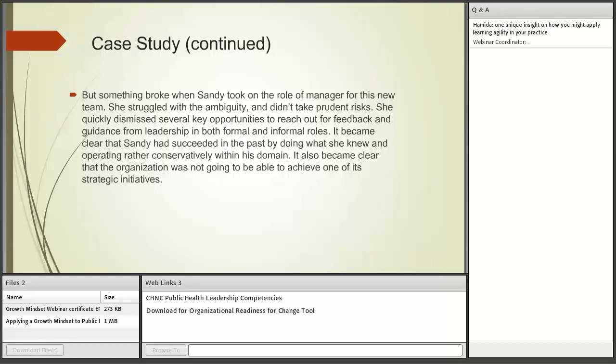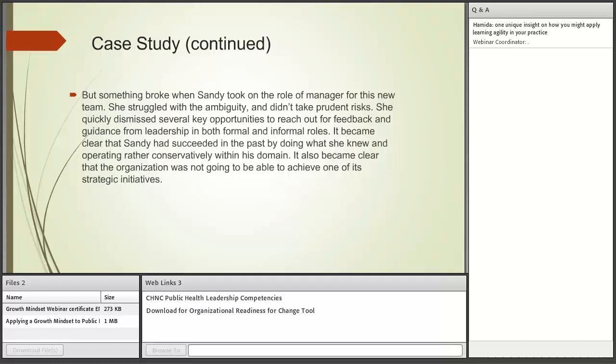I'd say a strength here is that she actually took the role of a manager, which is risk-taking again. And that's the characteristic of learning agility that Sandy is able to, I would say, maintain in her new role. And that's something that she can build on and hopefully take that strength further in order for her to be successful and achieve this strategic initiative for the organization.